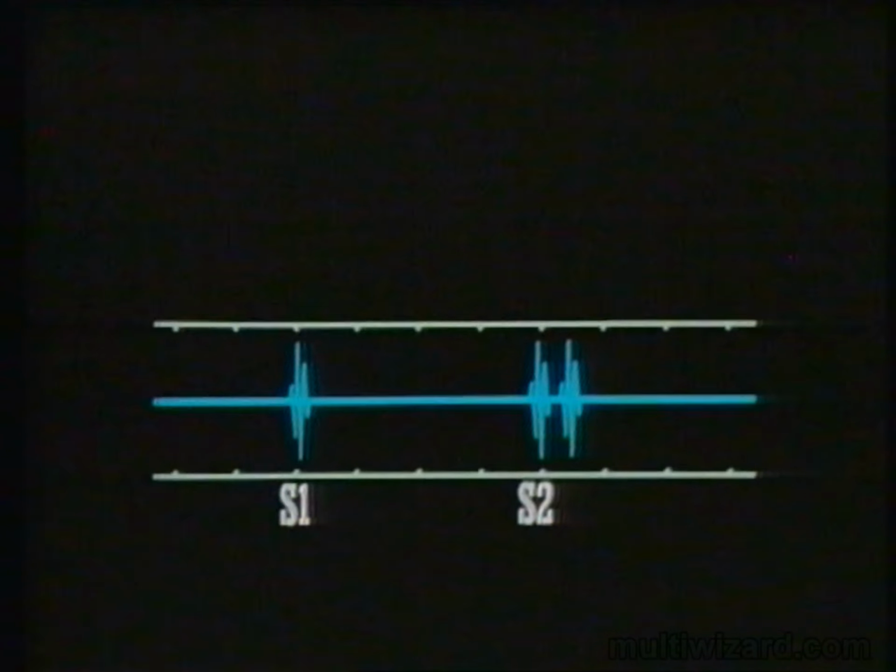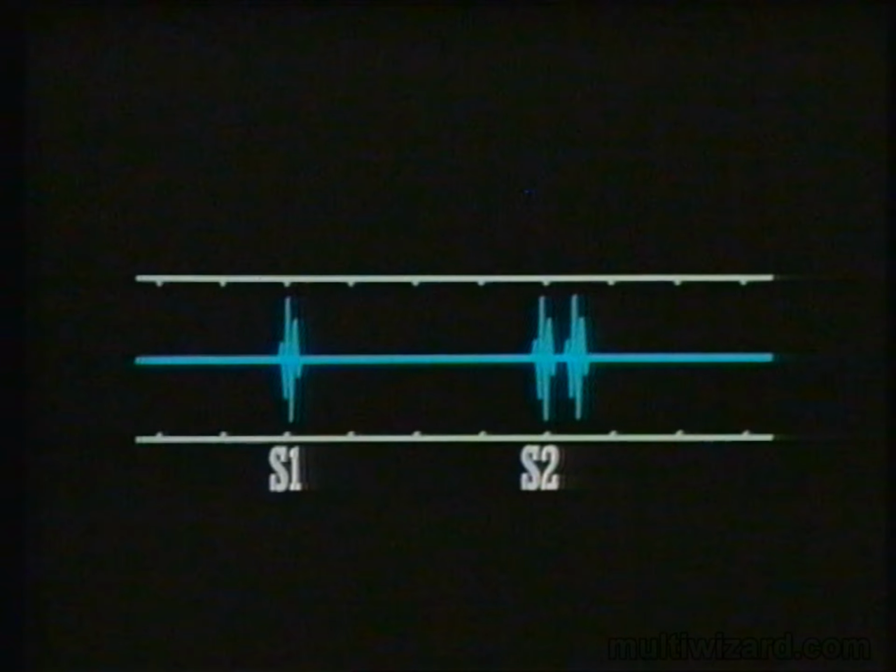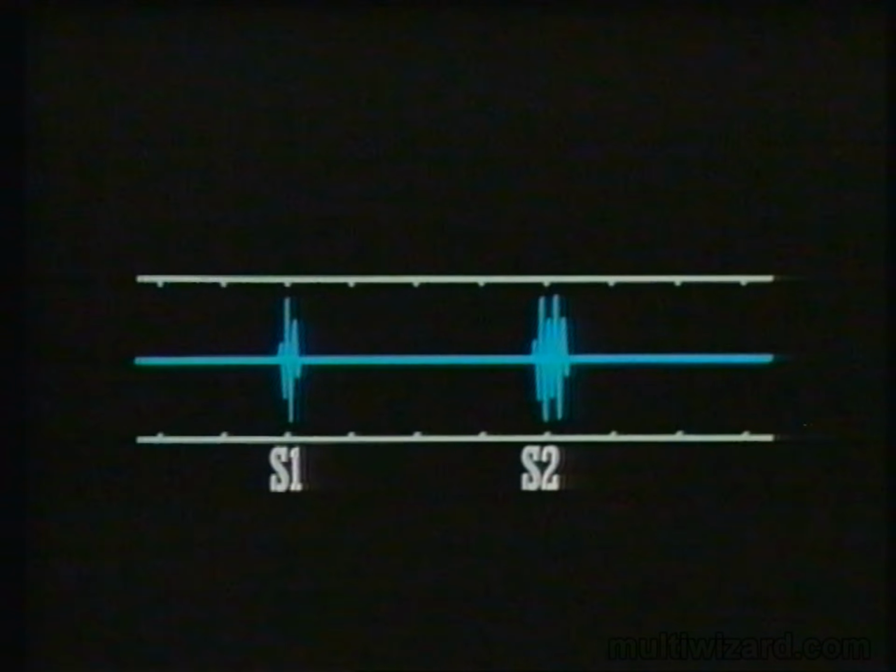This is an example of wide splitting. Lesser degrees of splitting can be recognized with practice. For example, while each of the two elements of the second sound may be recognizable, they may not be completely separated. There might simply be a dip in the loudness between the peaks.